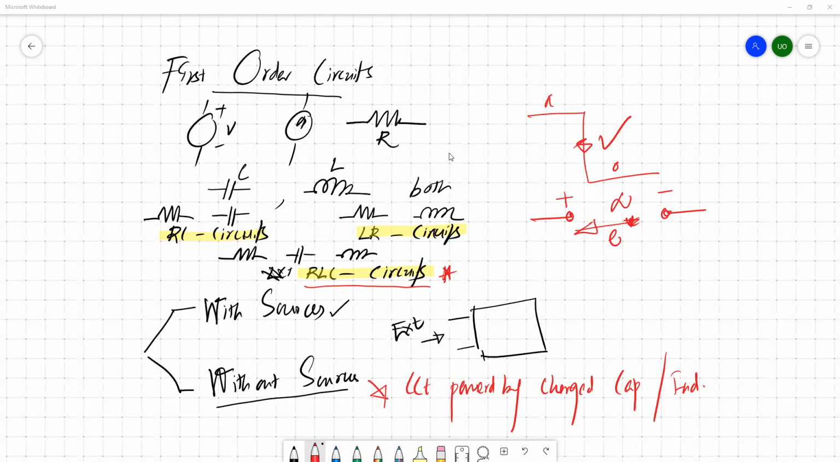But there may be scenarios where you charge the capacitors and the inductors in the circuit, so that without these sources, without the external battery, whatever the capacitors and inductors hold can power the circuit with the stored energy. You may have heard about the charging of a capacitor. You can charge a capacitor and store energy.